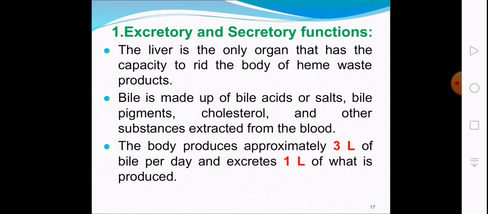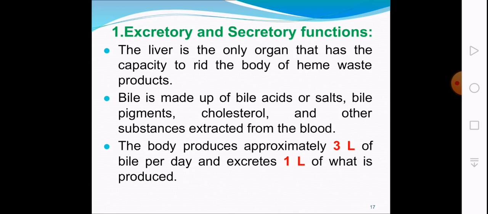Regarding the excretory and secretory functions of the liver is the only organ that has the capacity to rid the body of heme waste products. Bile is made up of bile acids or salt, bile pigments, cholesterol and other substances extracted from the blood. The body produces approximately 3 liters of the bile per day and excrete 1 liter of what is produced.